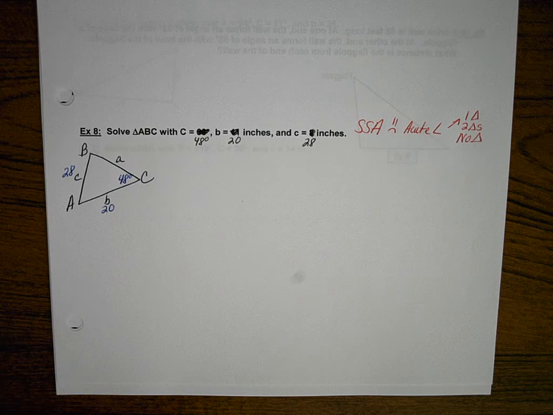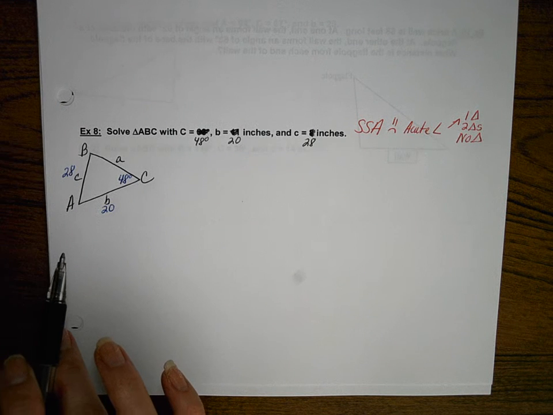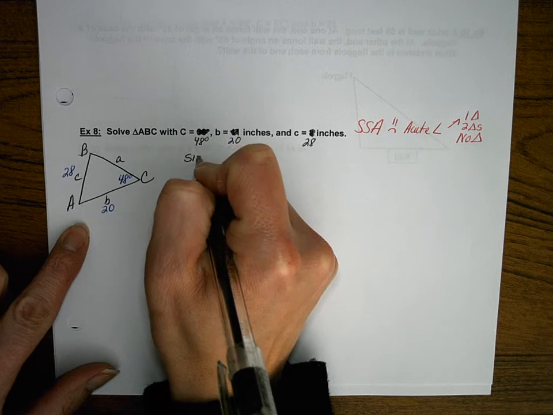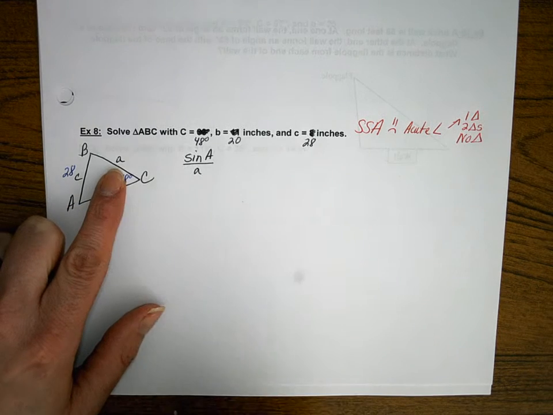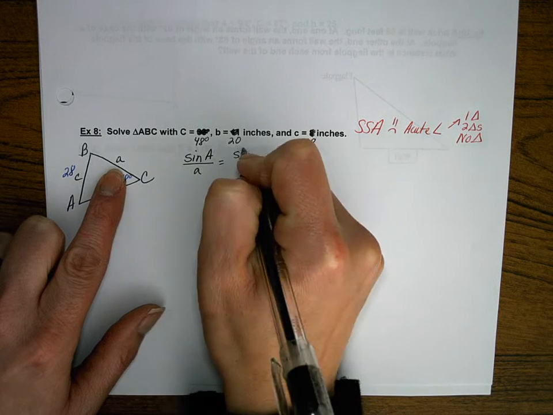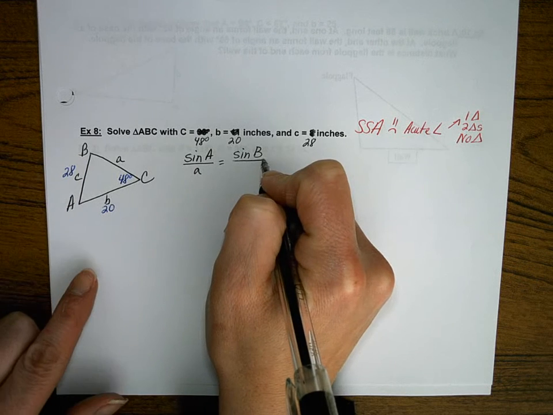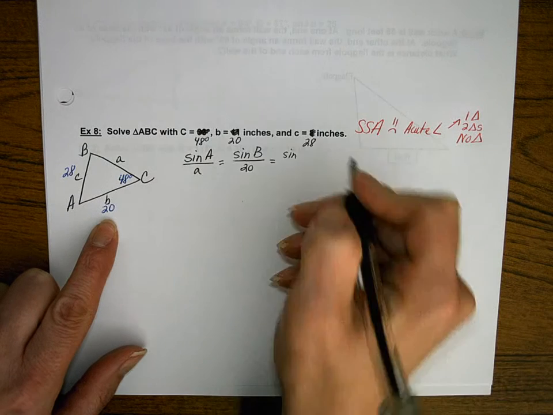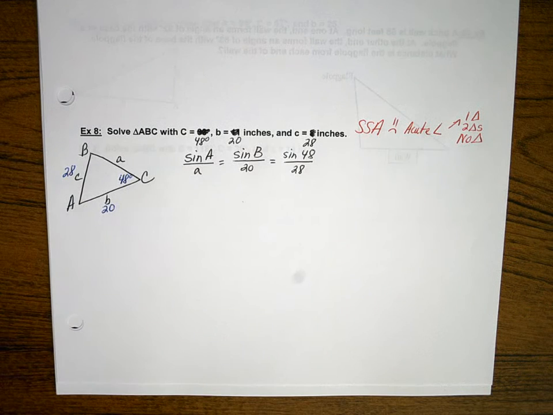Okay, but we know that we set up law of sines. We use law of sines because I'm given an angle and the side across. Okay, anytime I have an angle and the side across, I know that I can use law of sines. Okay, so we're going to set up that law of sines. Sine of angle A, I don't know him, over little a, I don't know him either. I'm getting a little nervous, is equal to sine of angle B, I don't know that one either, over little b, which is 20, thank goodness, is equal to the sine of angle C, which is 48, over little c, which is 28.